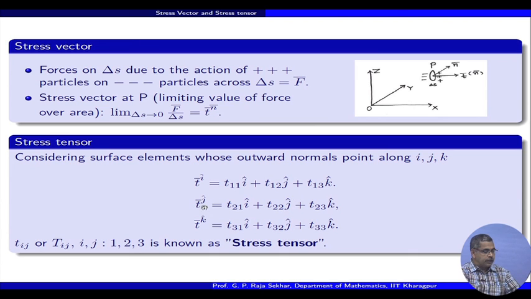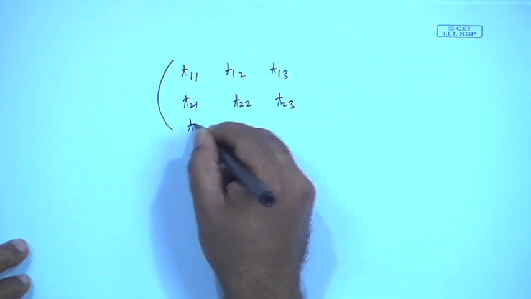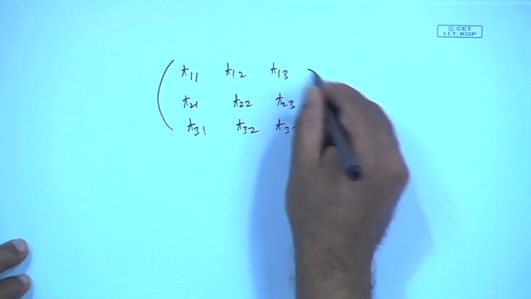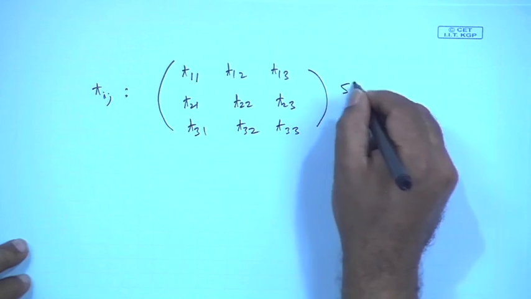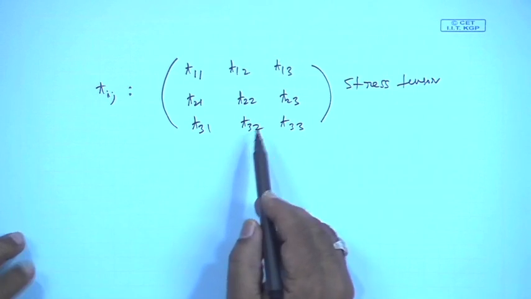Similarly, you consider a surface element whose outward normal is pointing along j. Then here j is fixed, and this is the i component, j component, k component. Similarly, this is on a surface which is having normal along k. So, therefore, we have 3. Then this is along the i component, j component and k component. So, once you have a stress vector, we have 11, 12, 13, 21, 22, 23, 31, 32, 33. This is called the stress tensor. So, we have 9 components in 3 dimensions.